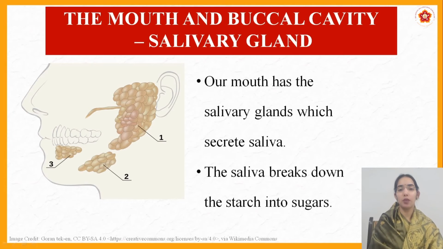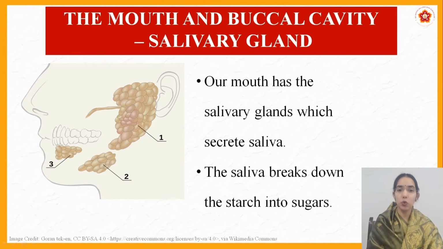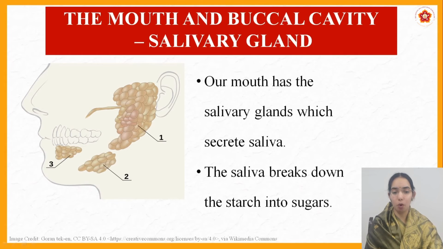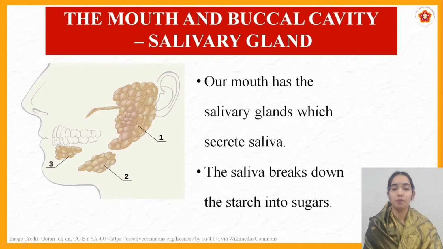So whatever food that we eat, the starch in that food is converted into sugar with the help of saliva. So it helps in the breakdown of starch into sugar. So you can see the digestion of starch has already started in our mouth, and it has started because of the saliva present in our mouth.